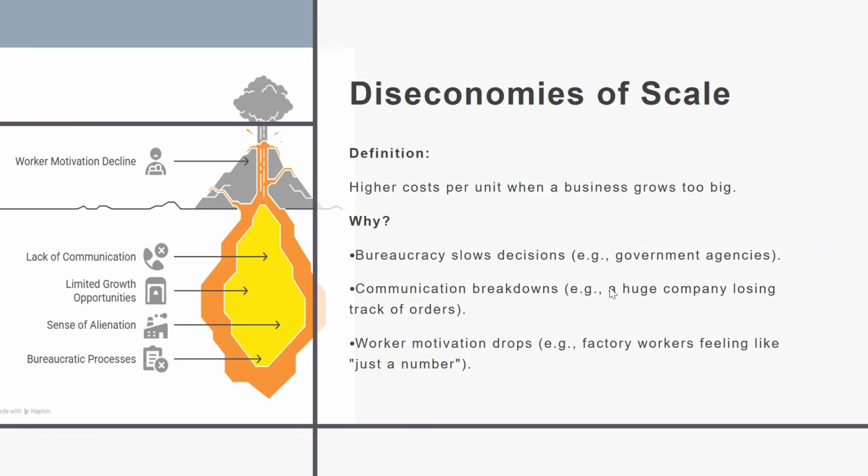A lot of things could go wrong if you don't control your growth. You could have a breakdown in communication because there's so many people to communicate with. You're not communicating with everybody efficiently. Now there's limited growth opportunities because it has so many workers, but only so many opportunities for promotion. Again, less communication. You start to feel alienated.